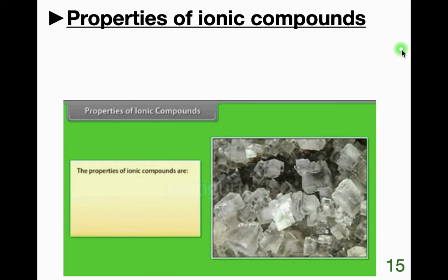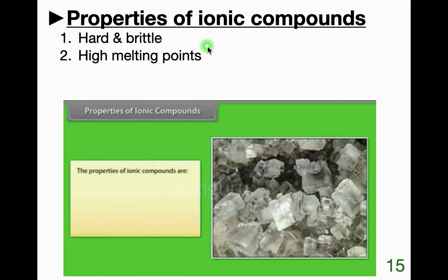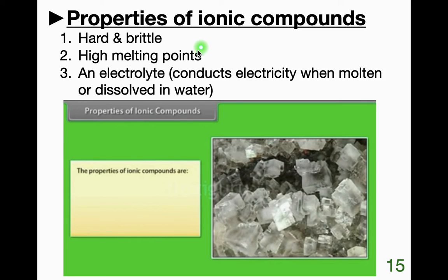Properties of ionic compounds. They're hard and brittle, have high melting points, and they're an electrolyte, which means that it conducts electricity when molten, or in other words, you heat it up to the point where it starts to melt, or you dissolve it in water.